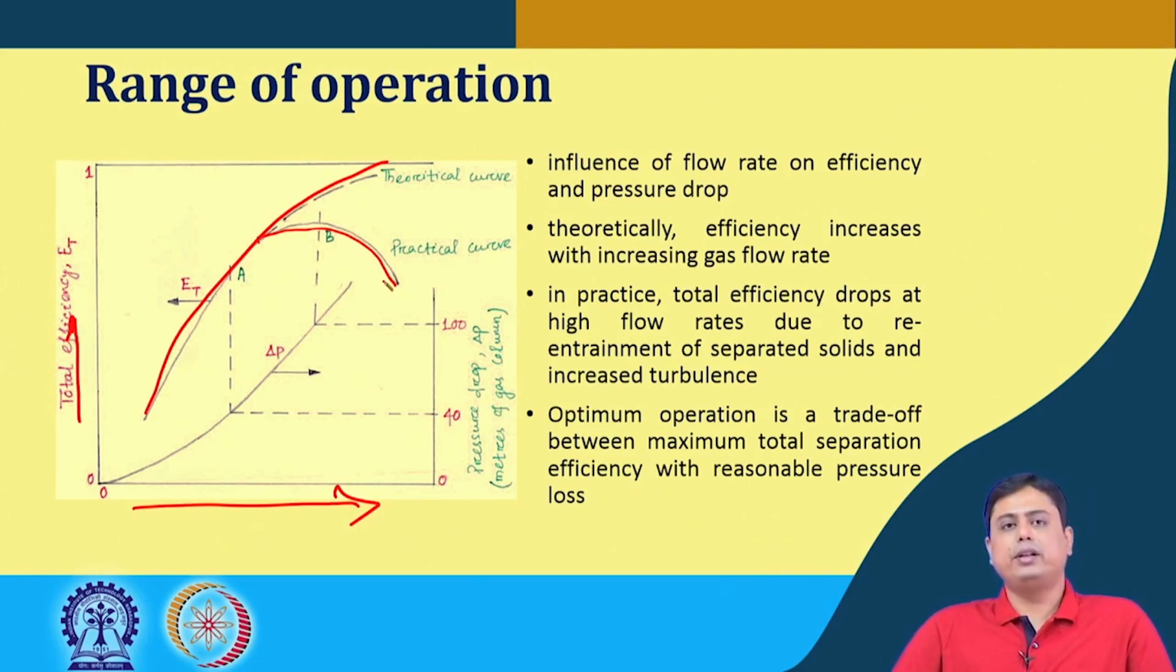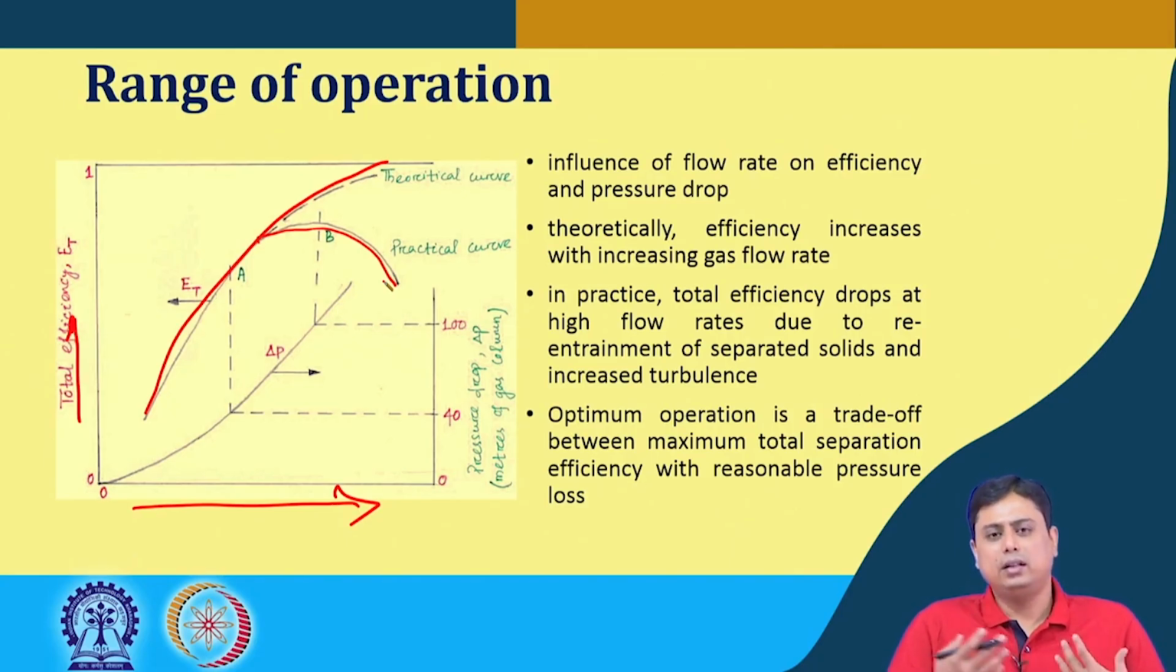The reason is the re-entrainment of the separated solids and increased turbulence inside the cyclone. Which means the particles that were dropping at the bottom of the cyclone in the conical section, this high velocity will take them again with it, and the efficiency will decrease because those solid particles cannot be captured further. With the increasing flow rate, turbulence is introduced, and the turbulence creates a more chaotic, random, uncontrolled flow pattern inside the cyclone, and that takes those particles again with it and starts circulating them inside the separator vessel.